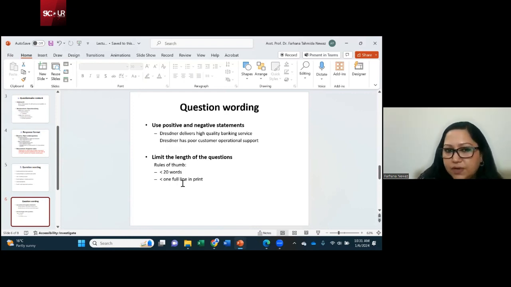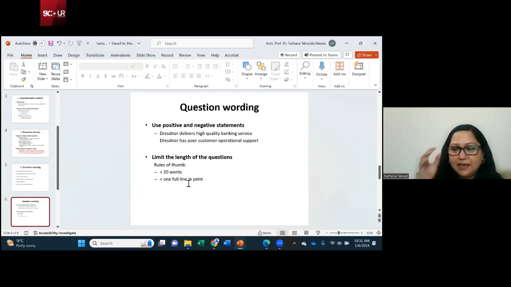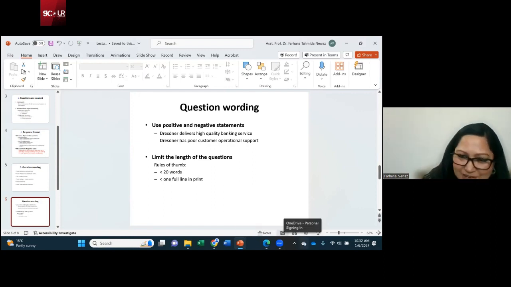Okay, then the next one is the length of the question. This is actually a rule of thumb. Try to make your question within 20 words. Sometimes it's really tough, I know, but try that your question is not too long. If not, you can extend it, but the rule of thumb is that it should be within 20 words, and try to make it fit in one full line in print, right?